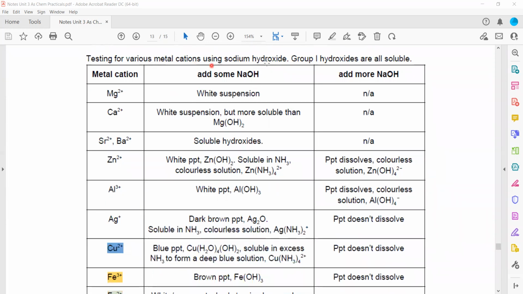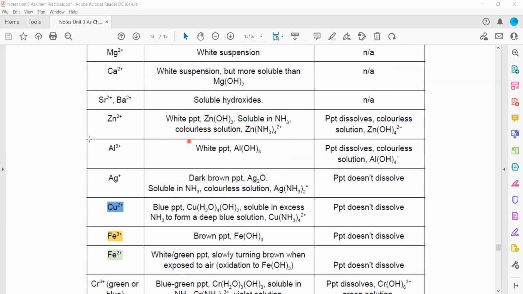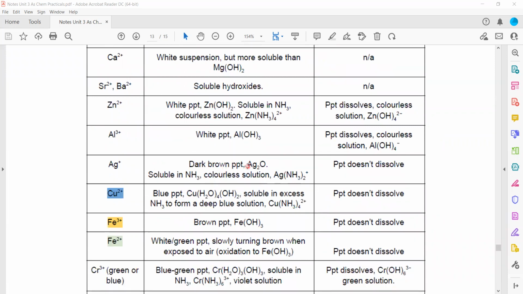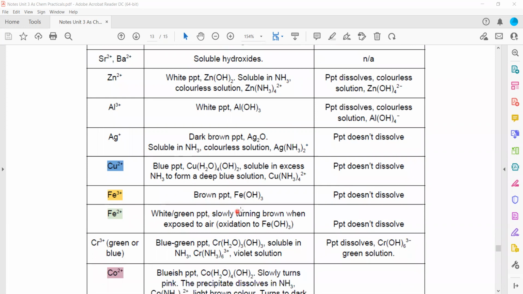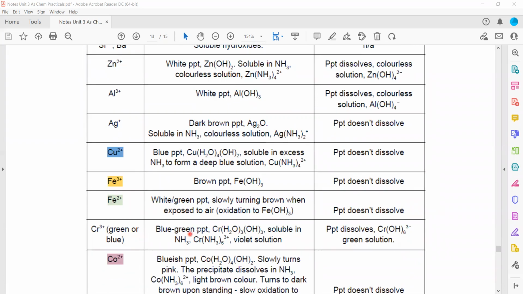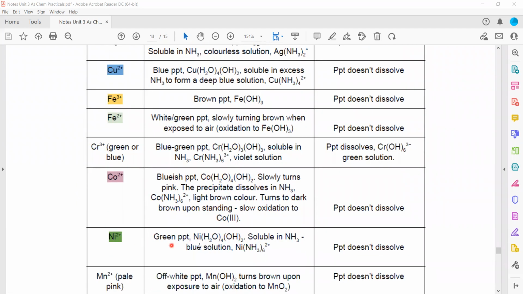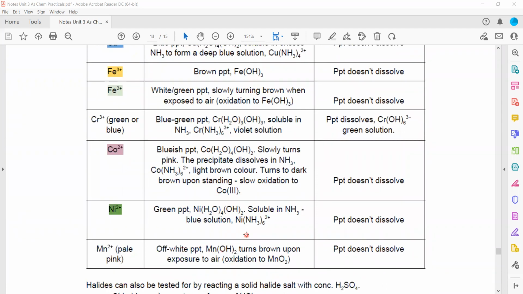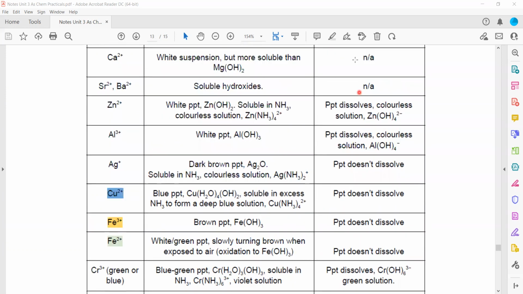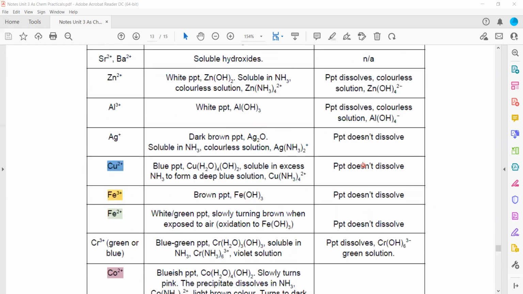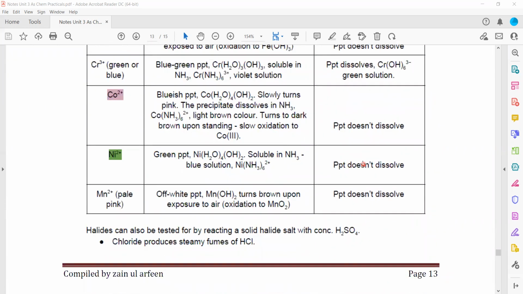Then test for the various cations using sodium hydroxide. With magnesium, it gives a white suspension; calcium, a white solid or white precipitate. Strontium and barium are soluble and do not give a precipitate. Zinc, white precipitate. Aluminium, white precipitate. Silver, dark brown. Copper gives a blue precipitate. Iron 3, brown precipitate. Iron 2, dirty green precipitate. Chromium, green or blue-green precipitate. Cobalt, bluish precipitate. And nickel, green precipitate. Manganese gives an off-white precipitate. And in excess, you have to learn what will happen to that precipitate if we add more. So you have to learn this.